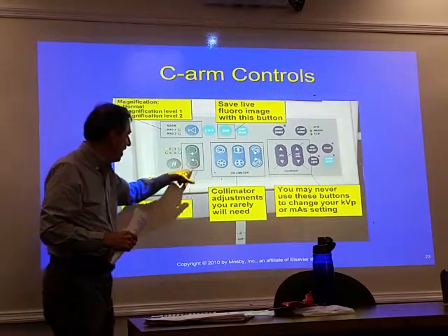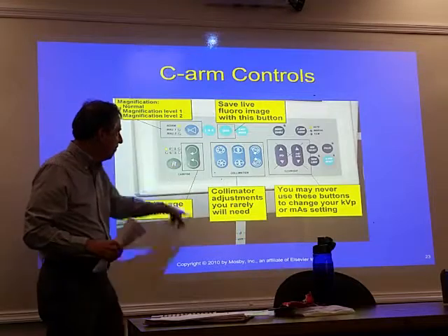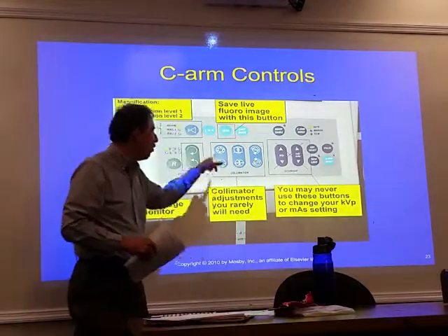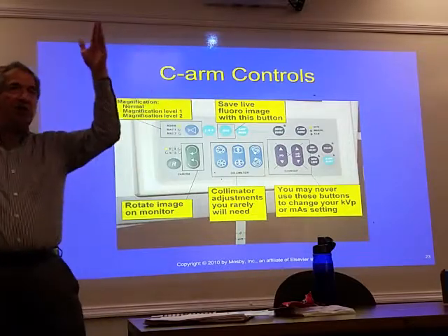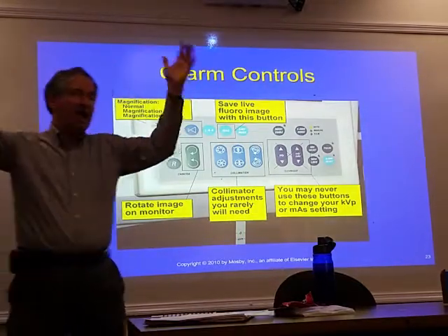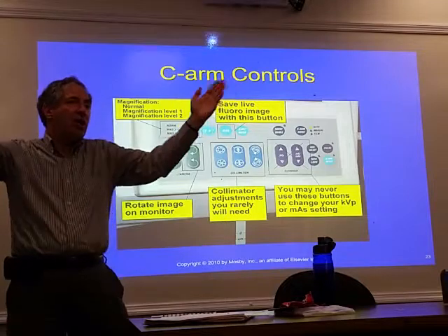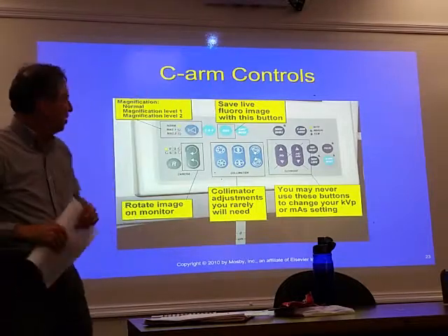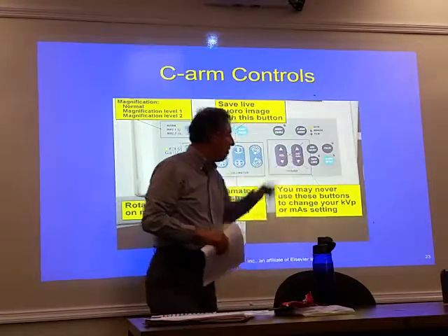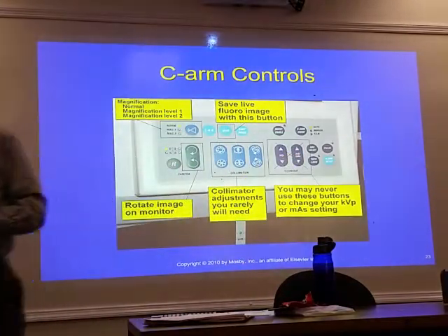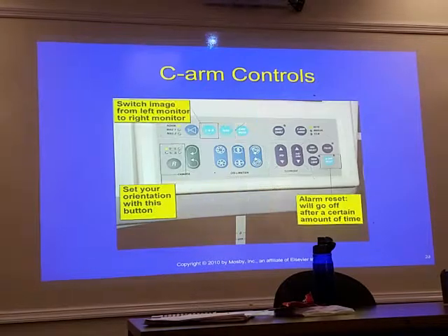If you have to rotate the image, there's your rotation buttons. There's the collimators, they're rarely used. You'd only use them when you're not going to move the C-arm, like you're doing some kind of pain management and it's in one fixed position, then it might cone it down a little bit, but generally you don't use these too much. And here's settings for the kV and the mA, to increase or decrease. Like I said, you're not going to be using those too much.